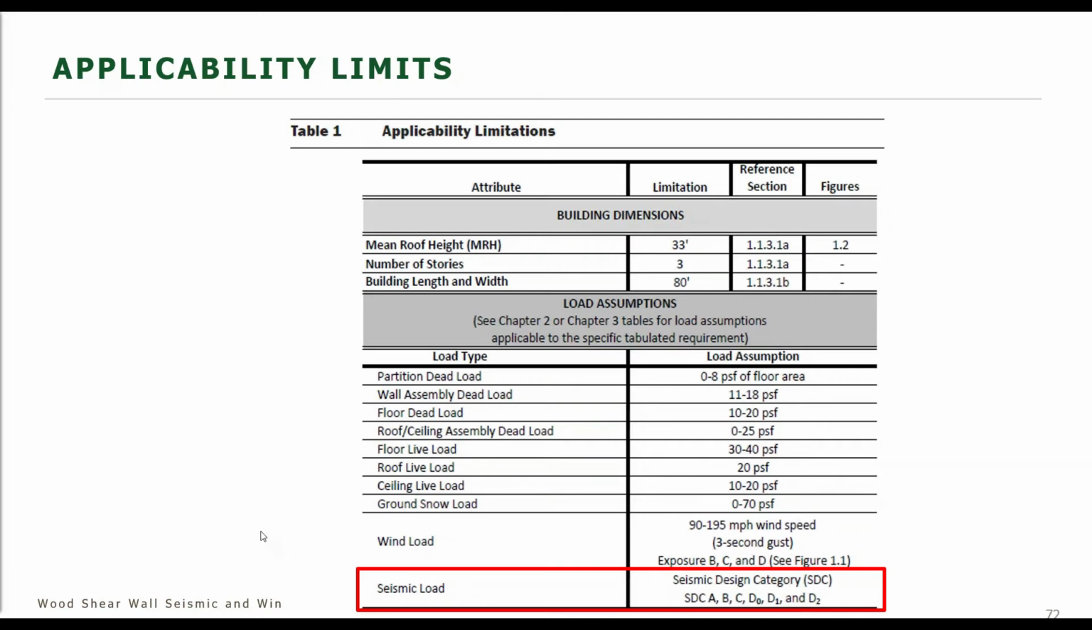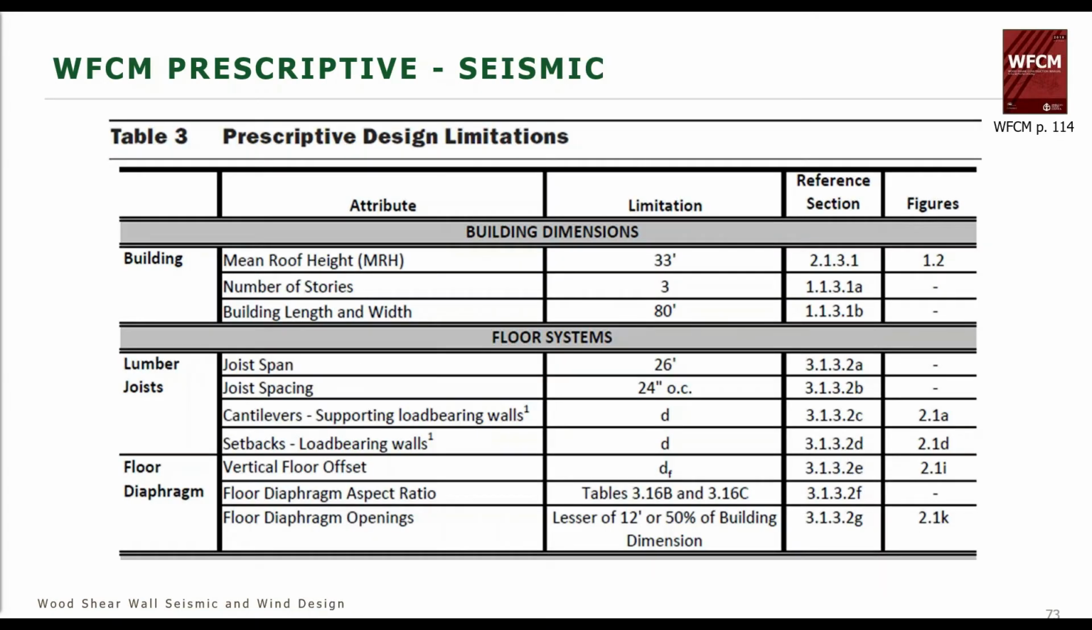This becomes really relevant when we're dealing with, say, tract housing, where we're using that same design over and over throughout the tract housing. You can find some efficiencies in your design by going into these subcategories rather than just doing it all for seismic design category D. And then we meet the prescriptive design limitations, which Lori went over previously as well.